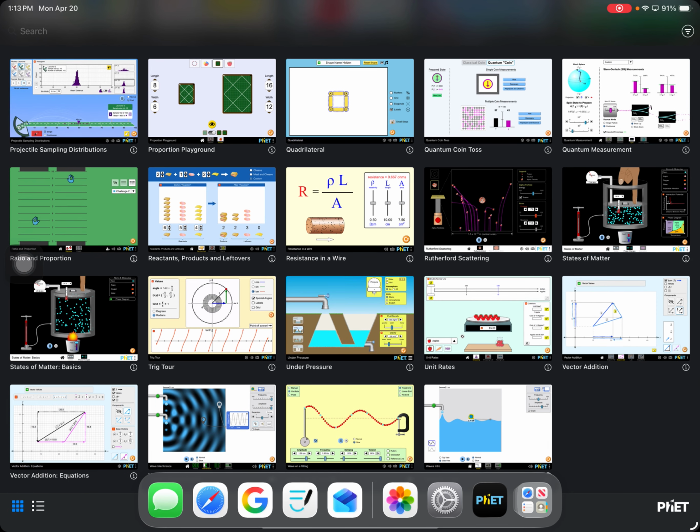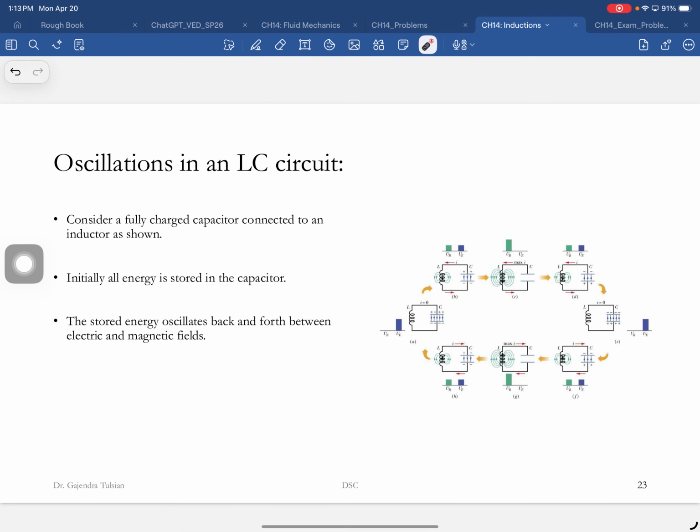Okay, so now let's make a system like this. We'll make an LC circuit. We'll make a circuit where it has a capacitor and an inductor. What does a capacitor do? It stores energy in the form of electric fields. What does an inductor do? It stores energy in the form of magnetic fields. So now we have a system that can store energy in two different forms.